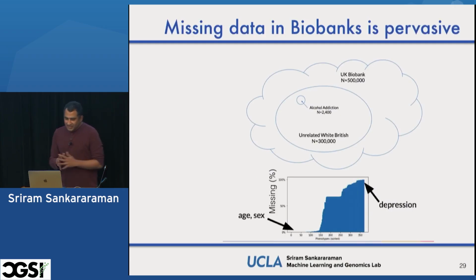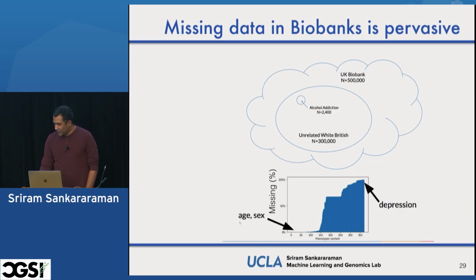And the reason for this is that missing data in biobanks is pervasive. Despite all of the scale that we talk about, a lot of the phenotypes that are relevant, that are things that people actually care about, are measured only on a small number of individuals. And this has many reasons: logistics, cost. Oftentimes, there is a trade-off between measuring phenotypes very accurately on a small number of individuals versus measuring them approximately on a large number of individuals.